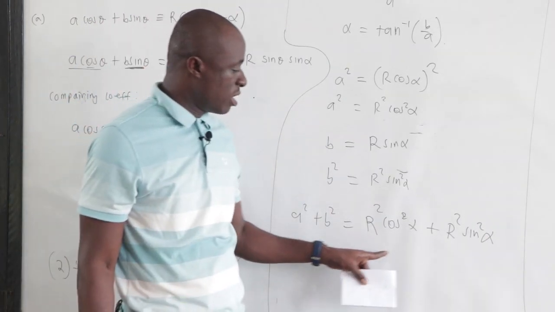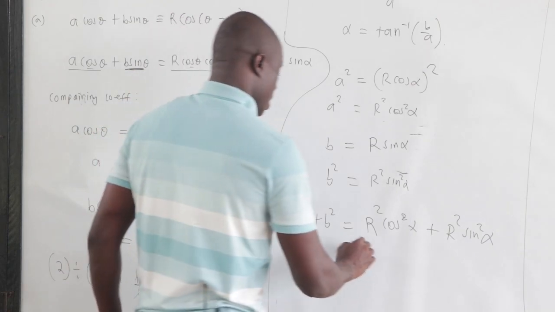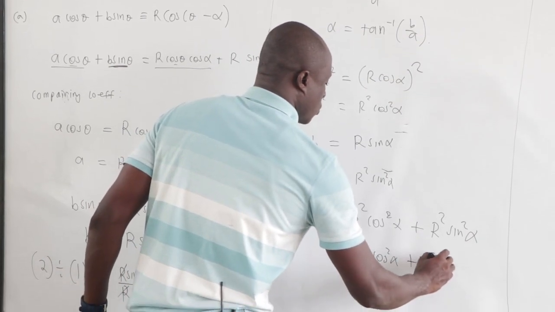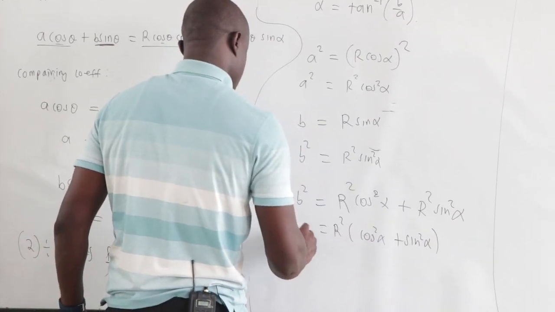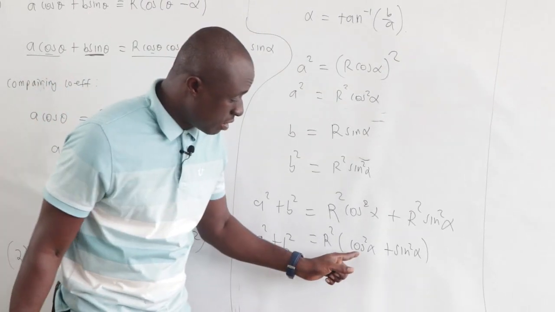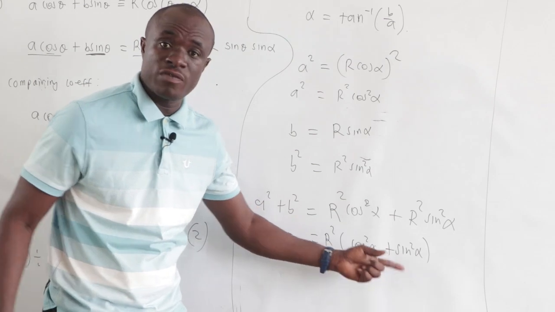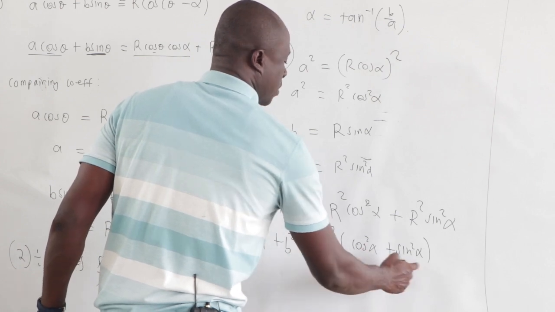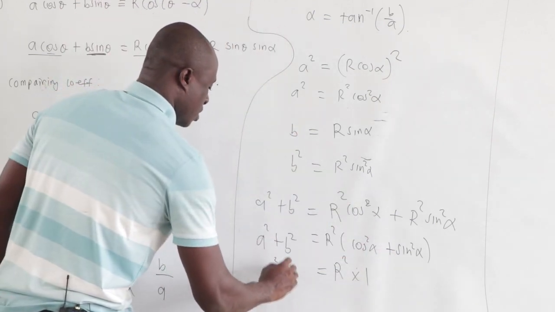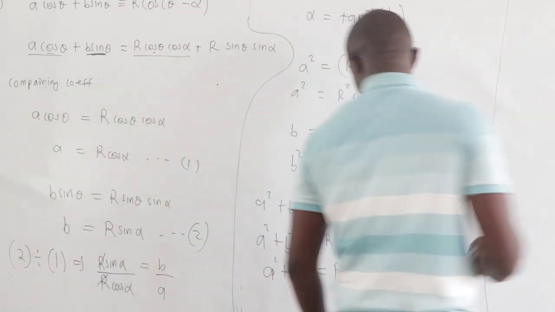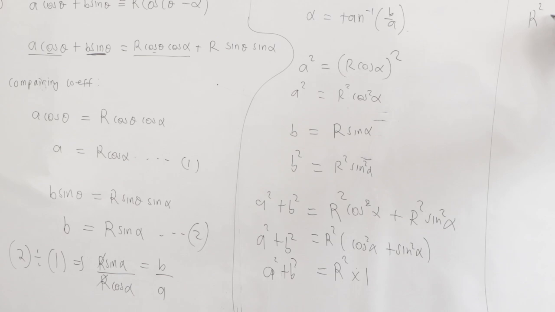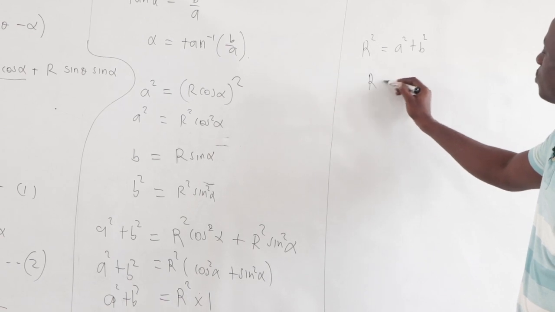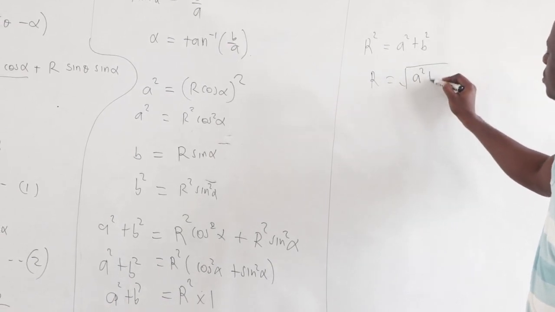Now what can we see? We can factorize r square out. What is left is cos square alpha plus sin square alpha, so you have a square plus b square equals r square times that. Now, what is cos square alpha plus sin square alpha? That is just 1. So you have r square equal to a square plus b square, so r is equal to the square root of a square plus b square.